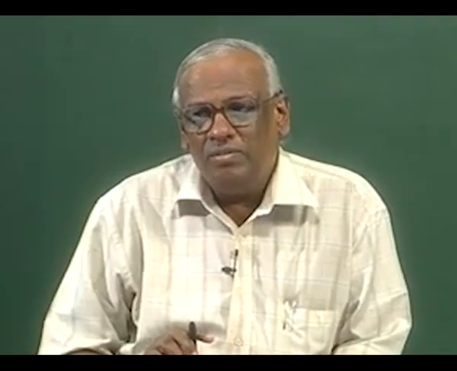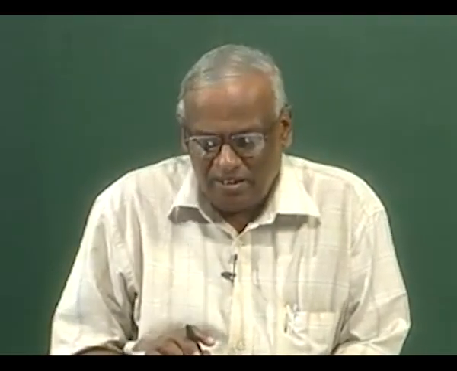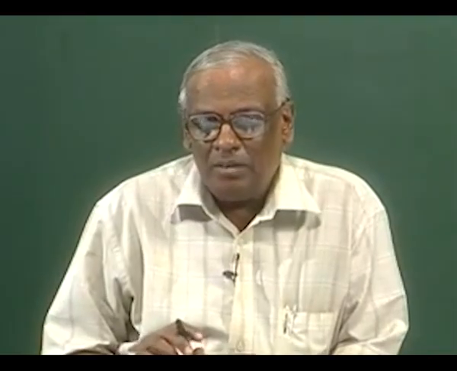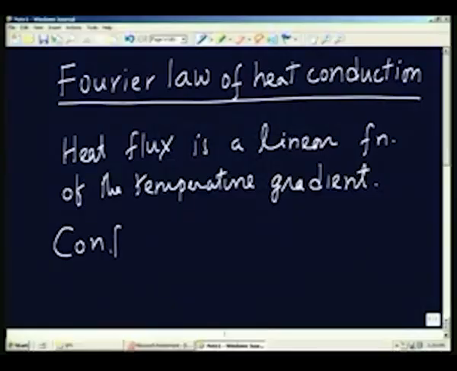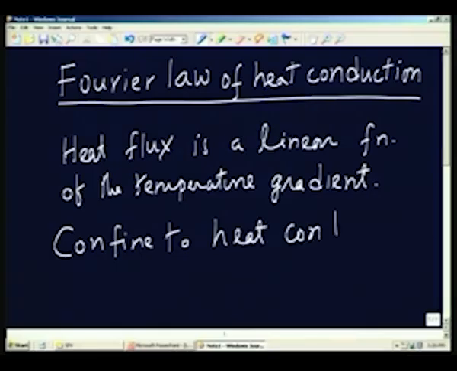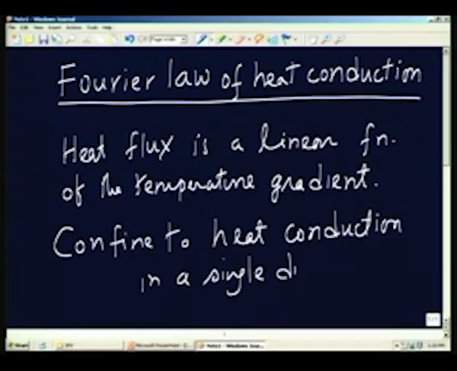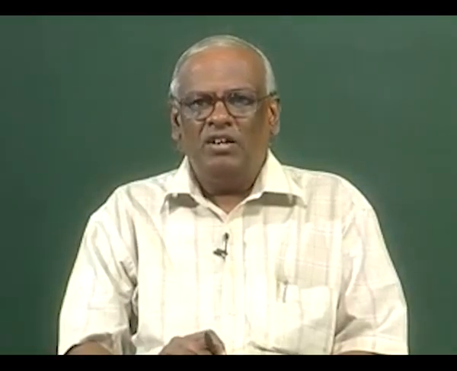And what is done in practice is not to consider heat transfer in an arbitrary temperature field, but in a one dimensional temperature field. So, what we will do is confine ourselves to heat conduction in one direction, in a single dimension. What does it mean? It means that the temperature is a function of only one space coordinate, and we can call it x or y or z, whatever we want, and the temperature field varies only with respect to one coordinate, which is x, for example.